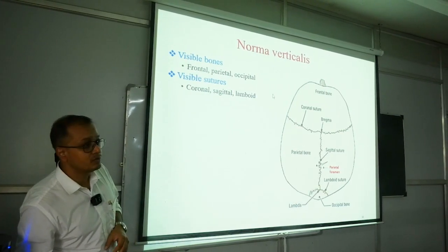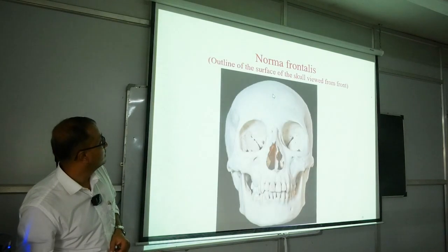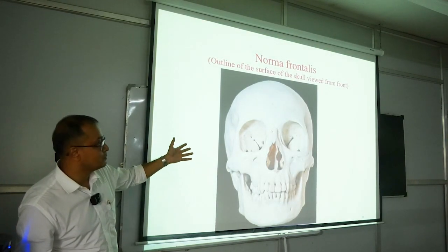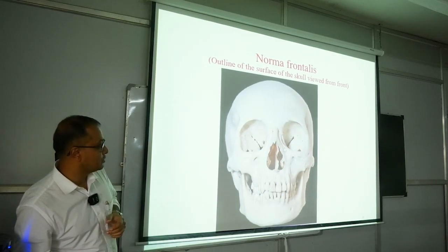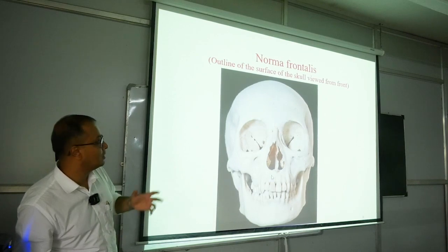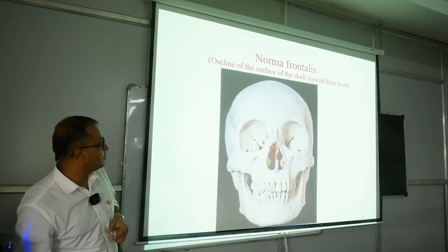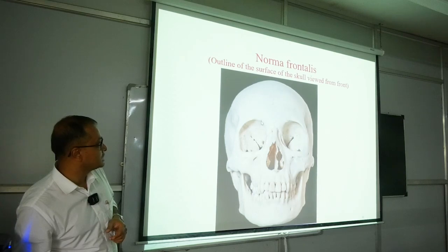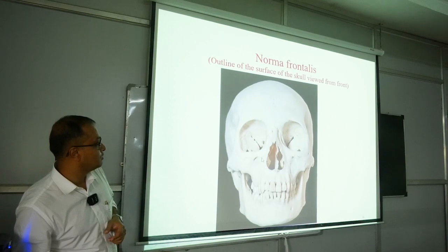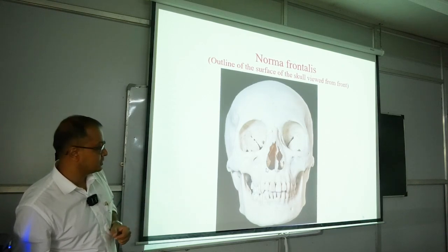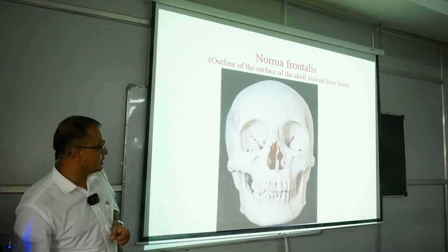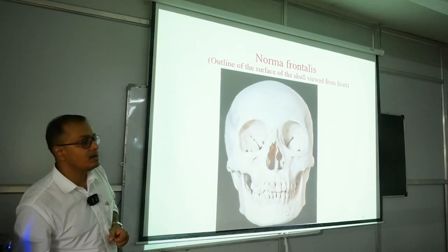So, the visible sutures and visible bones are what make this up. Now, in the norma frontalis, you are looking at this bone from the front side. You are seeing the orbit, and another opening, the nasal opening, which has a septum. Above the orbit we have a foramen, which we call the supraorbital foramen, and also the infraorbital foramen. Apart from the big orbital openings, right and left, and the nasal opening, we find these small openings. Again on the mandible we find 2 more openings, which we call the mental foramina.